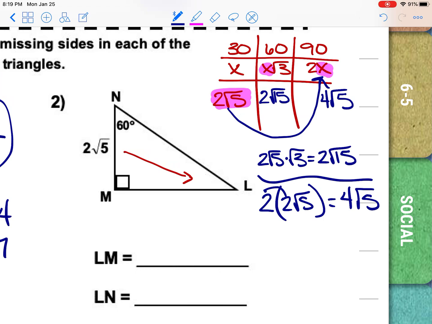So now that we have our chart filled out, we can look and see who they're asking for. LM is across from the 60, so I go to my chart. I wrote that that would be 2 square root of 15. LN is my hypotenuse, that's across from the 90, and that would be 4 square root of 5.